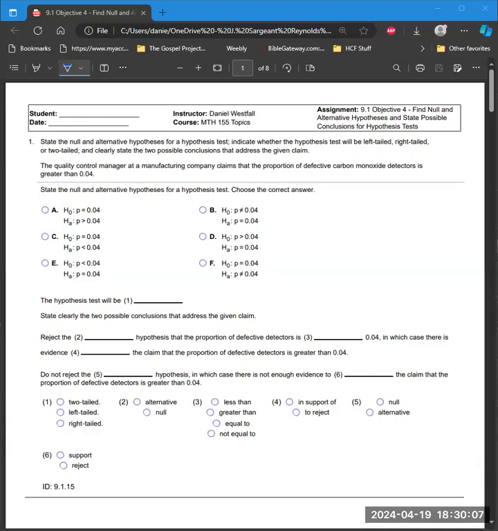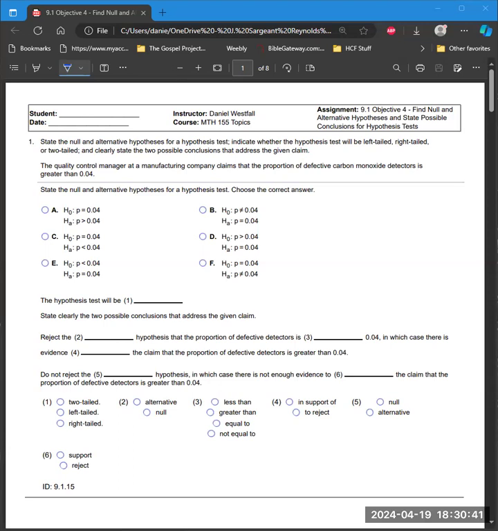In this video, we're going to talk about 9.1 Objective 4, where we find null and alternative hypotheses and state possible conclusions for hypothesis tests. This is probably the hardest part of hypothesis testing for students, so pay really close attention to this section, as this is the primary part of the setup and the conclusion. The calculations in the middle are fairly easy compared to this. So let's go ahead and get started here.